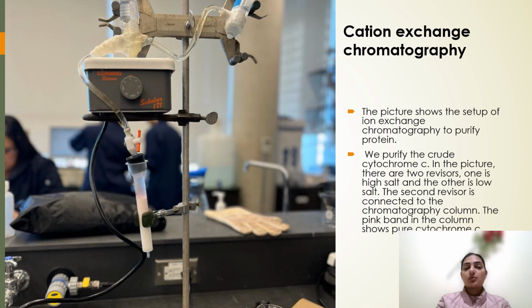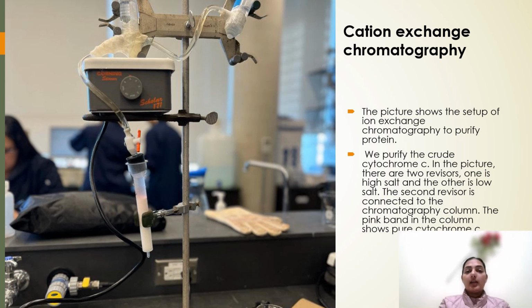The given pictures show the experimental setup for cation exchange chromatography for the purification of protein. It has two reservoirs, reservoir 1 and reservoir 2. Both are connected to each other, and reservoir 2 is connected to the chromatography column. The pink band in the column represents the pure cytochrome C extract, which is extracted by using a concentrated solution of sodium chloride and phosphate buffer, which is used to wash out the closely packed substance.